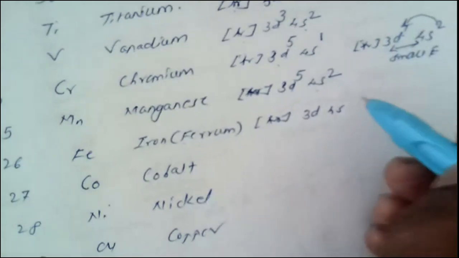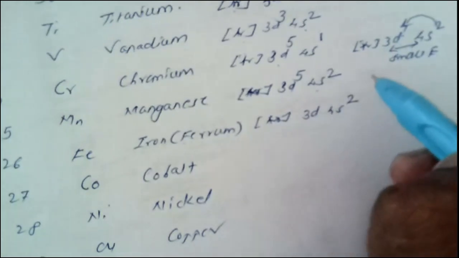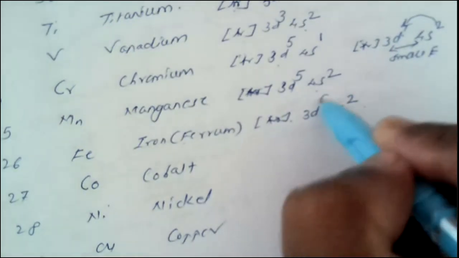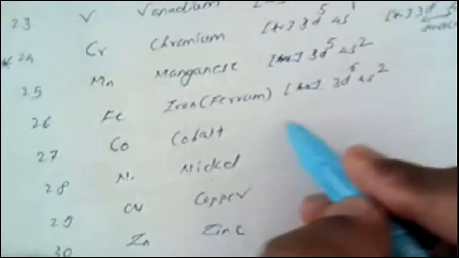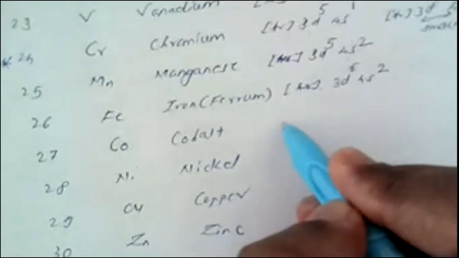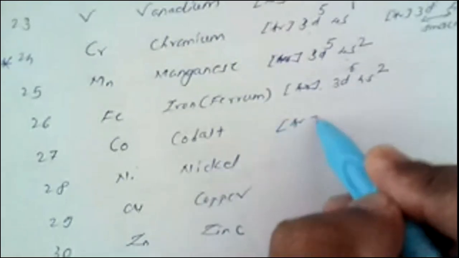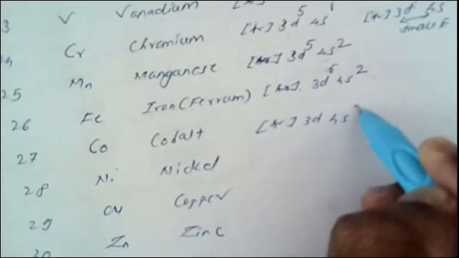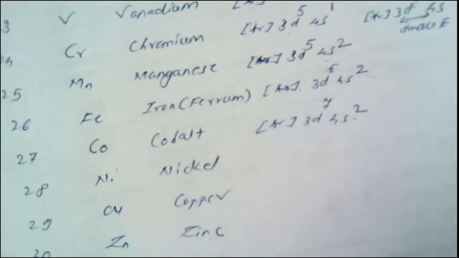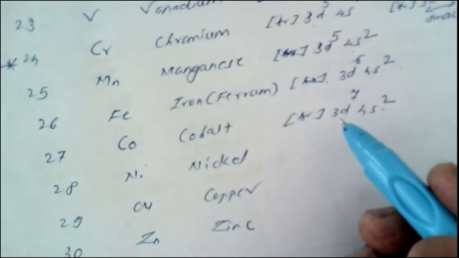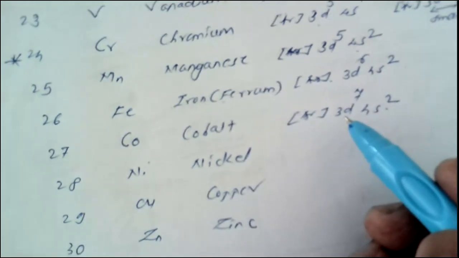Now, at iron, the electronic configuration is argon core 3d6 4s2, that is 18 plus 2 is 20 plus 6 is 26. Now, come to cobalt, atomic number 27. In terms of argon core, we can write this as 3d7 4s2. 18 plus 2 is 20 plus 7 is 27, which is the electronic configuration of cobalt.